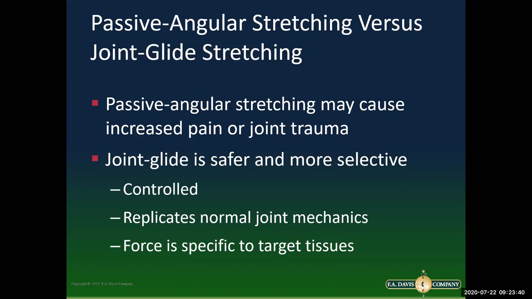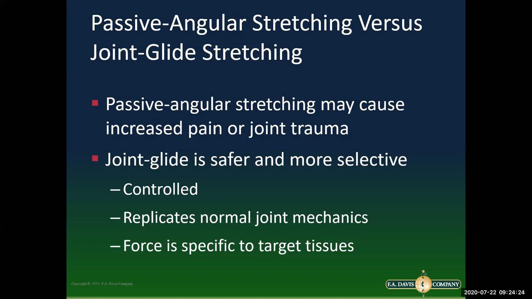So if we're talking about mobilizing that joint capsule, in order to get that full stretch in a traditional stretch, patients aren't oftentimes going to let you get to it because of pain. They want to avoid those positions at all costs because it hurts, right? The glides, slides, and mobilizations are usually a little bit better for those patients because you're not doing a gross movement of the whole joint. You're doing just motions of that capsule, right? It can be very controlled. It replicates normal joint mechanics, which we'll see when we do some of the joint mobs. And the force is very specific to the targeted tissue, right?